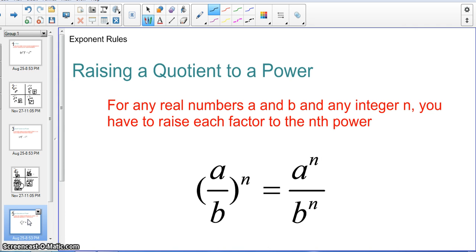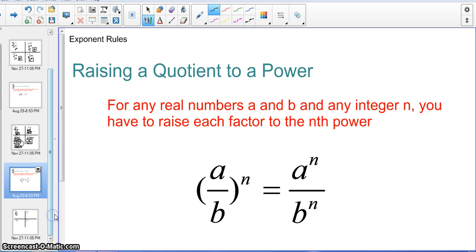The last example is raising a quotient to a power. Pretty much it's just like product rule. Everything inside the parentheses gets raised to that nth power. So we would take everything to the nth power and then look to see if we need to move any of our exponents because of negative exponents.